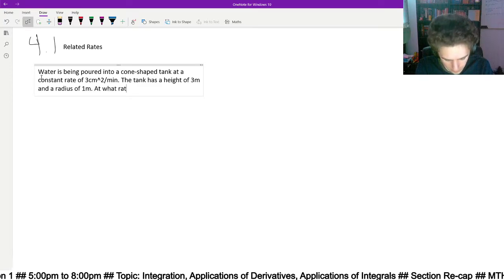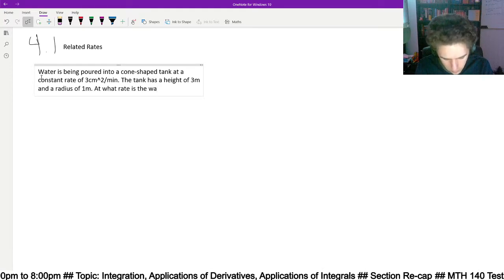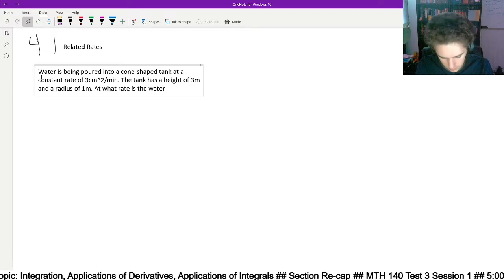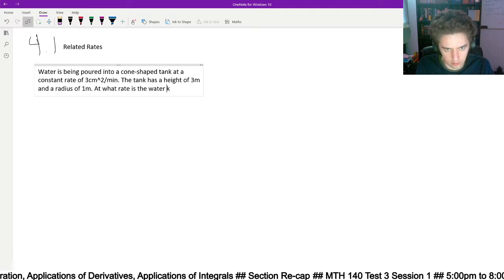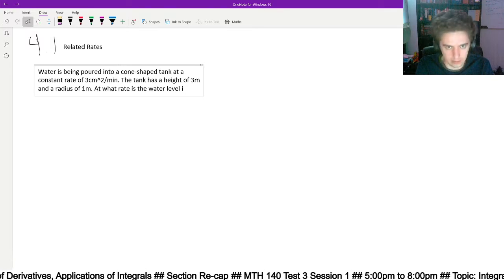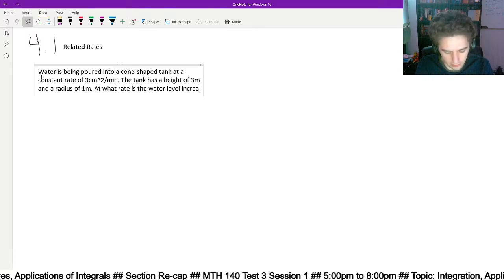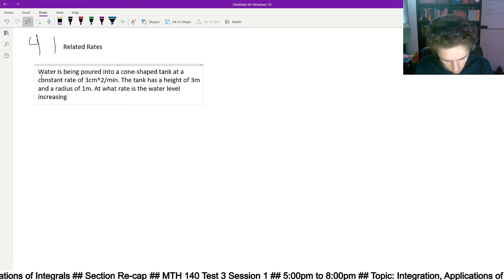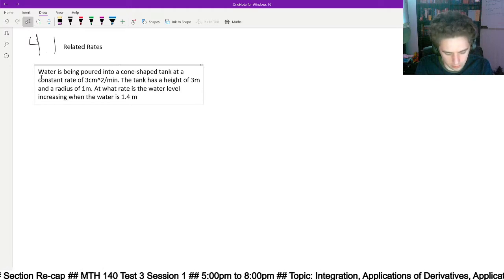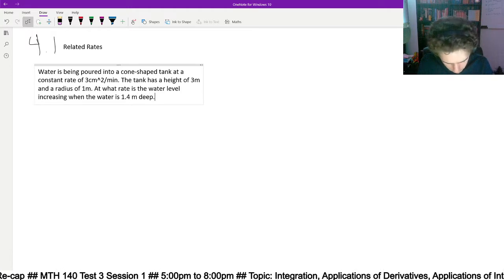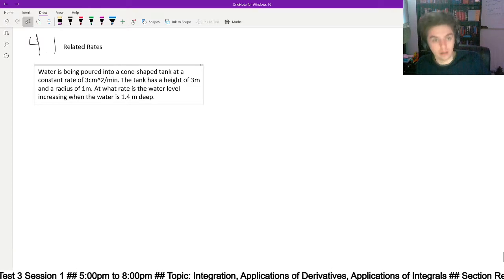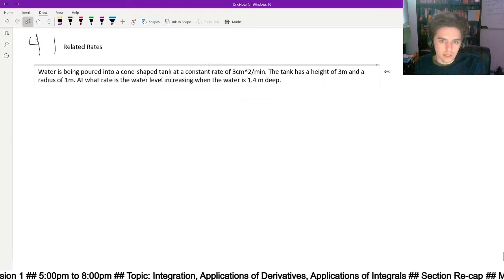At what rate is the water level decreasing? Oh, it's being poured into it. Increasing when the water is 1.4 meters deep. Okay. So that's our question.